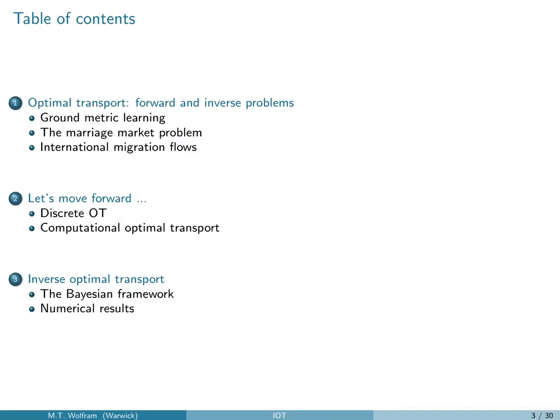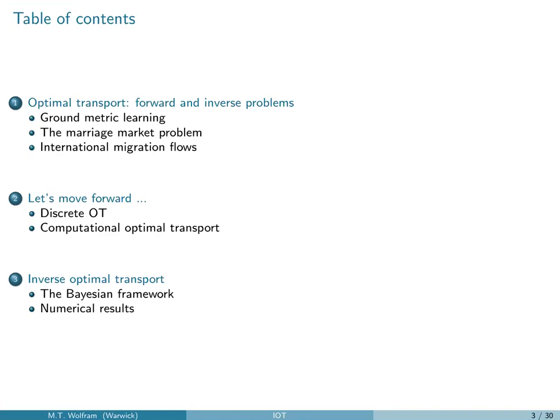So the general outline of the talk is that I will give you a couple of problems where you will run into what I now call inverse optimal transportation problems. The first one is work which was done by Gabriel Peyré and co-workers. The second one also goes back to the French optimal transportation community. It's the well-known marriage market problem. And the third application is a problem that I have worked on: international migration flows.